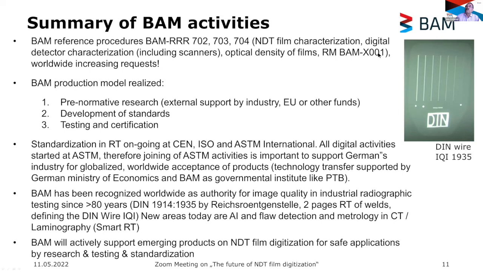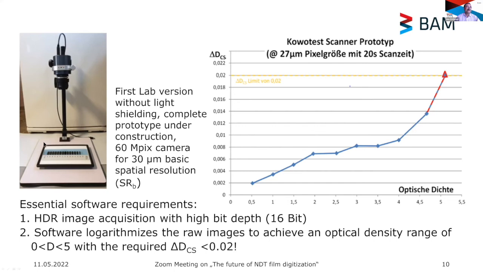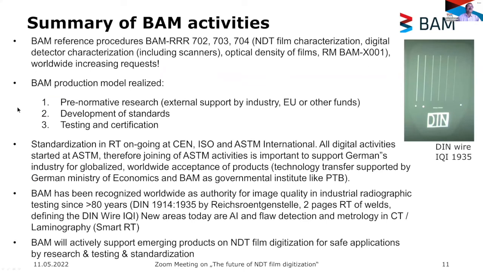The BAMX001 is some, I think this is a BAMX001 reference material, which is a film where we exposed 15 different steps in calibrated optical densities, and then you can use it for calibration of your scanner and of your equipment, what you are using. And yeah, this is basically our BAM production model.